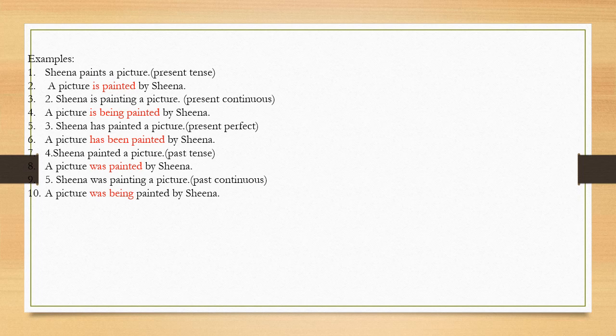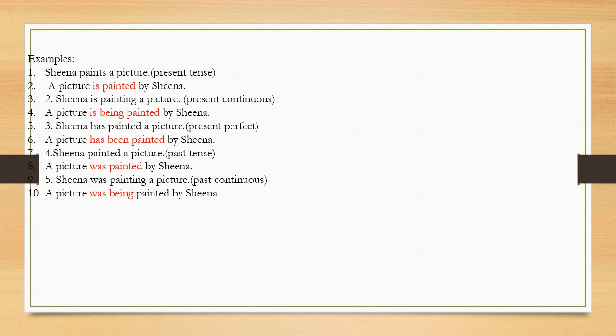Now what's the rule? The object becomes the new subject. What is added? "Is" is added. Then "painting" is the ing form of the verb, so we change it into "being," and the participle form "painted." Add "by," and the new object is Sheena. The sentence "A picture is being painted by Sheena" is in passive voice.